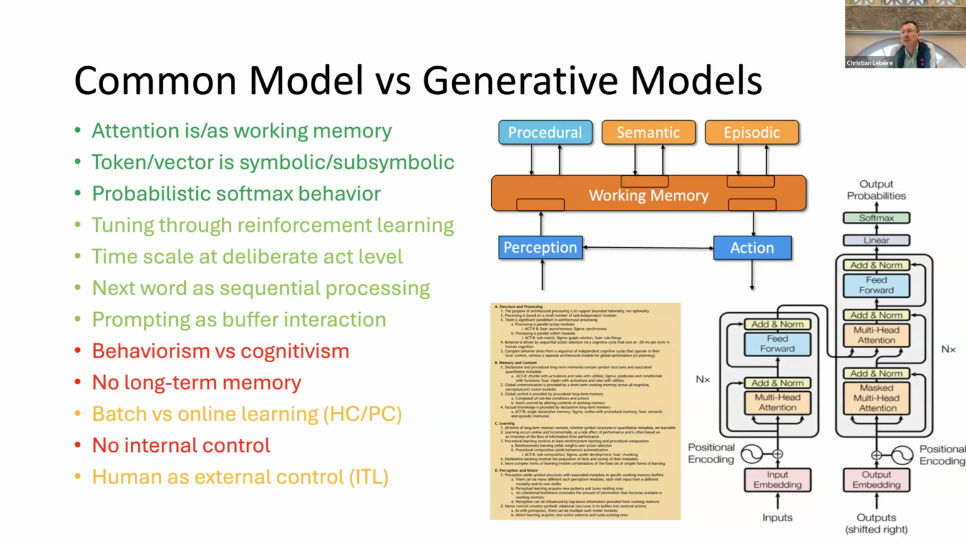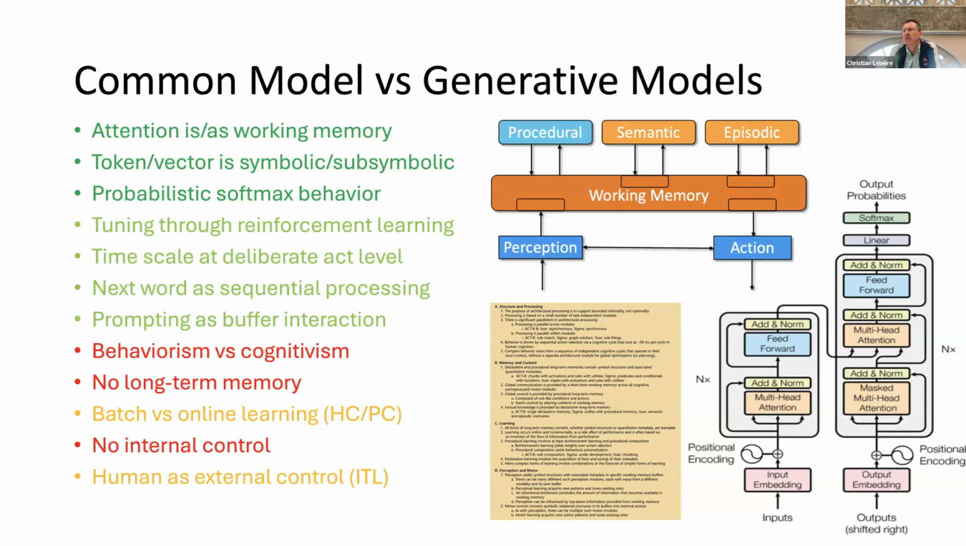Both paradigms have a probabilistic softmax behavior. They can both be tuned through reinforcement learning. The time scale of generative models, especially large language models, in terms of generating the next word, is very much the time scale of the deliberate act level. That is so in the neural bands of cognition, which seems to be where the cognitive architectures have focused and where the common model is situated. And the loop there of always producing the next word and then iterating on that is similar to some of the assumptions of sequential processing that are assumed in the common model.